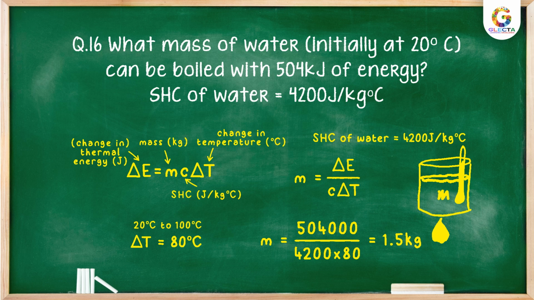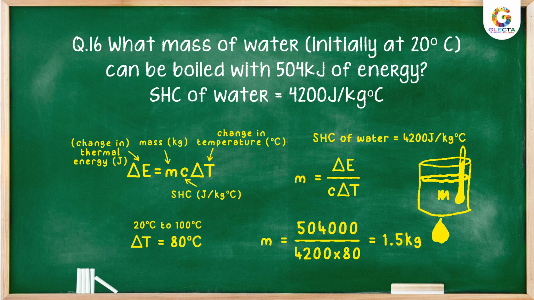The SHC of water is 4,200 joules per kilogram per degree C. The boiling point of water is 100 degrees Celsius, so delta T is 80 degrees. We want to calculate m, so we need to rearrange the equation to get m equals delta E divided by c times delta T or delta theta.